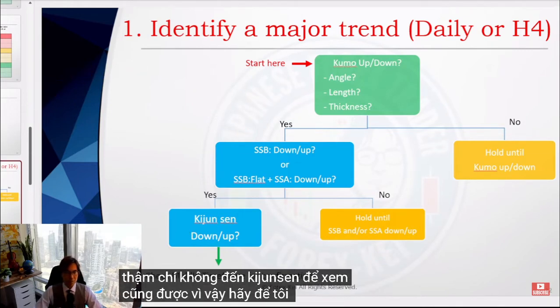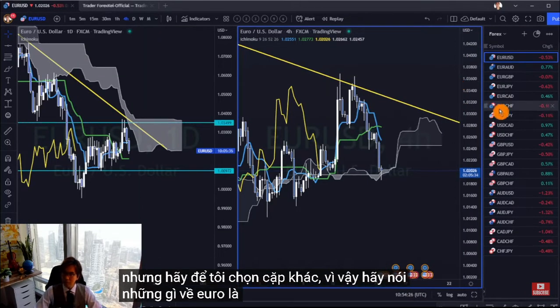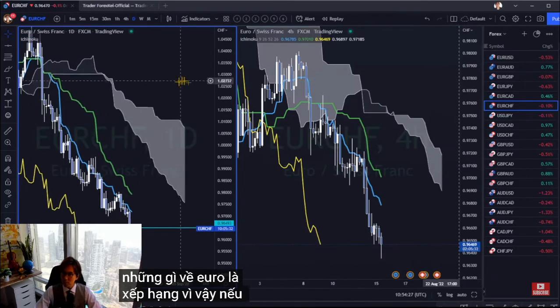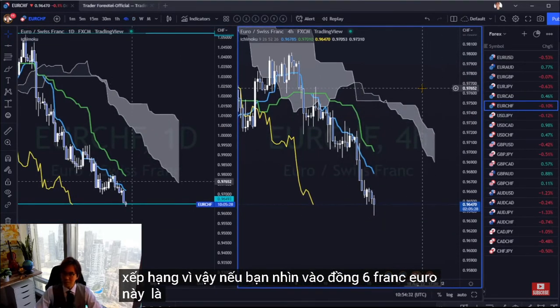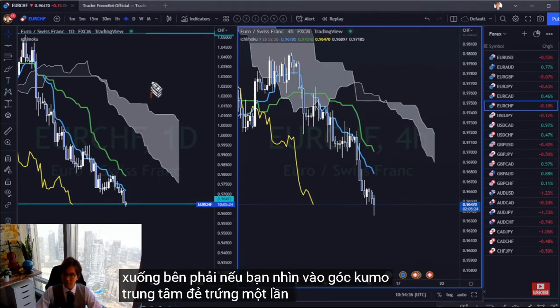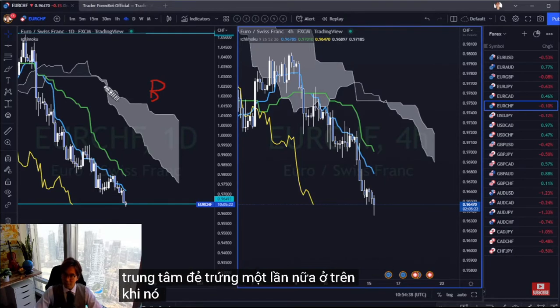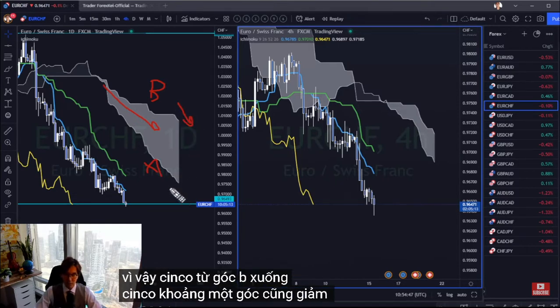Right, so let me show you a couple more examples. Let me pick another pair. Let's say, what about Euro Swiss franc? If you look at the Euro Swiss franc, this one is down, right? If you look at the Kumo angle, Senkou span B again is above when it's bearish, and Senkou span A is below. So Senkou span B angle is down. Senkou span A angle is also down on the daily.